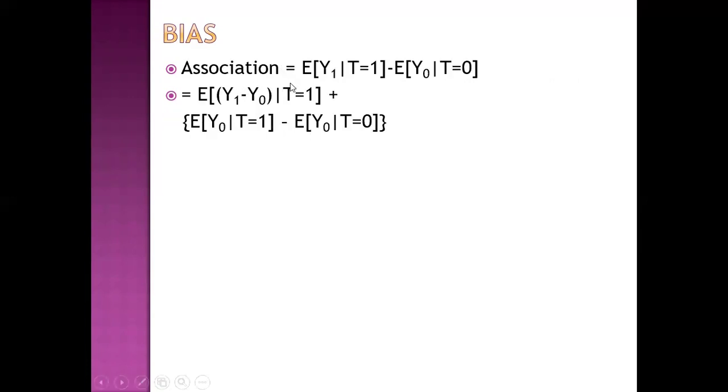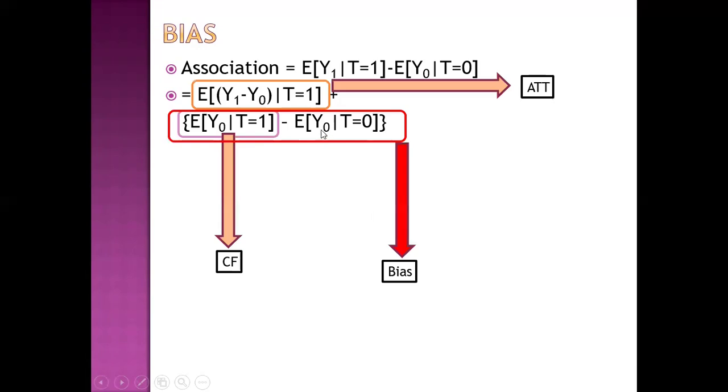So association is given as the expectation of the outcome variable of those treated minus the expectation of the outcome variable of those not treated, which is given by these two terms. The first term is the average treatment effect on the treated, because here T is equal to 1. And this term is the before treatment effect of those treated. So this is counterfactual. And this entire second term is the bias.